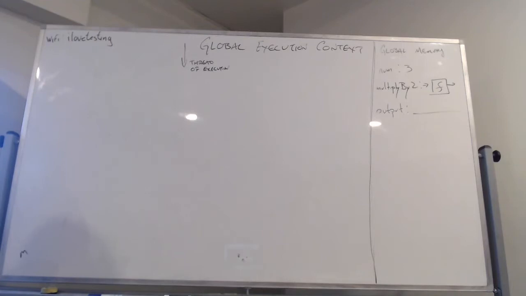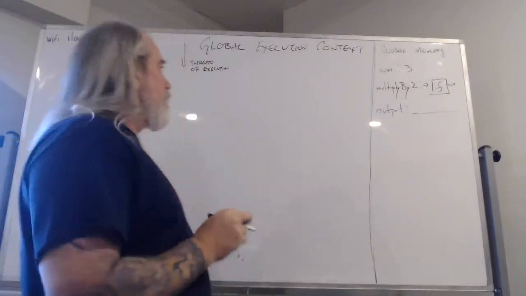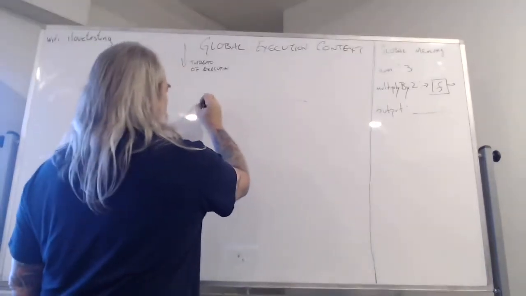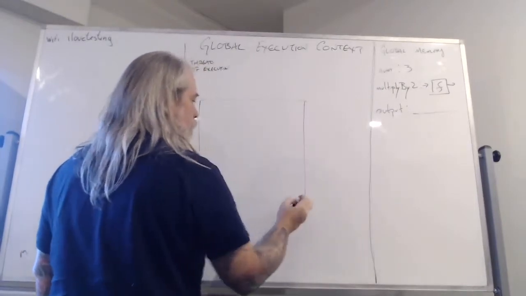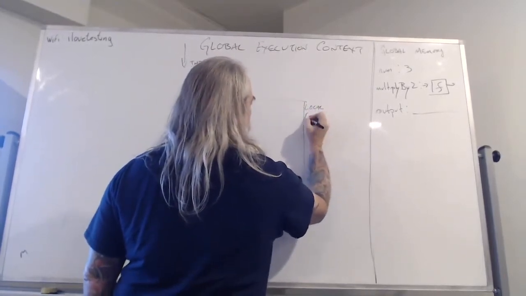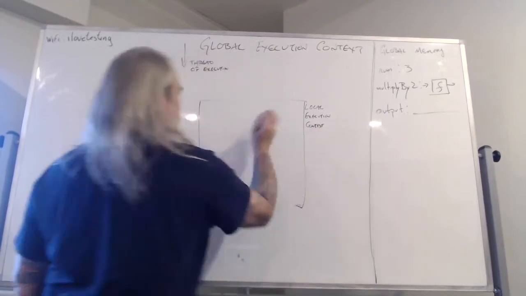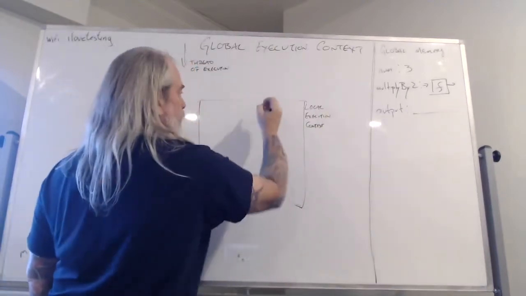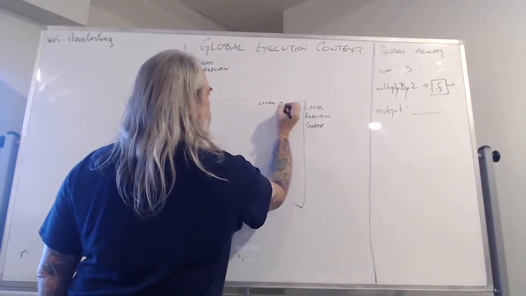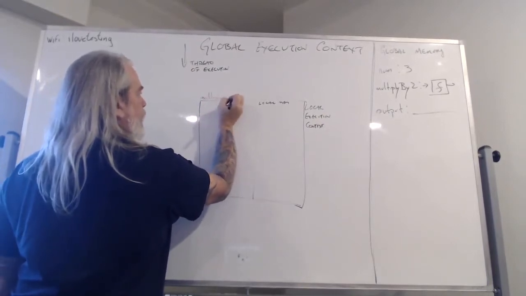And when we execute multiply by 2, something magical, not magical, logical, happens in our global execution context. When we execute a function, like we have a global execution context, we get a local execution context. And in the same way that global execution context has global memory, we also get local memory. Within our local execution context is being called multiply by 2.